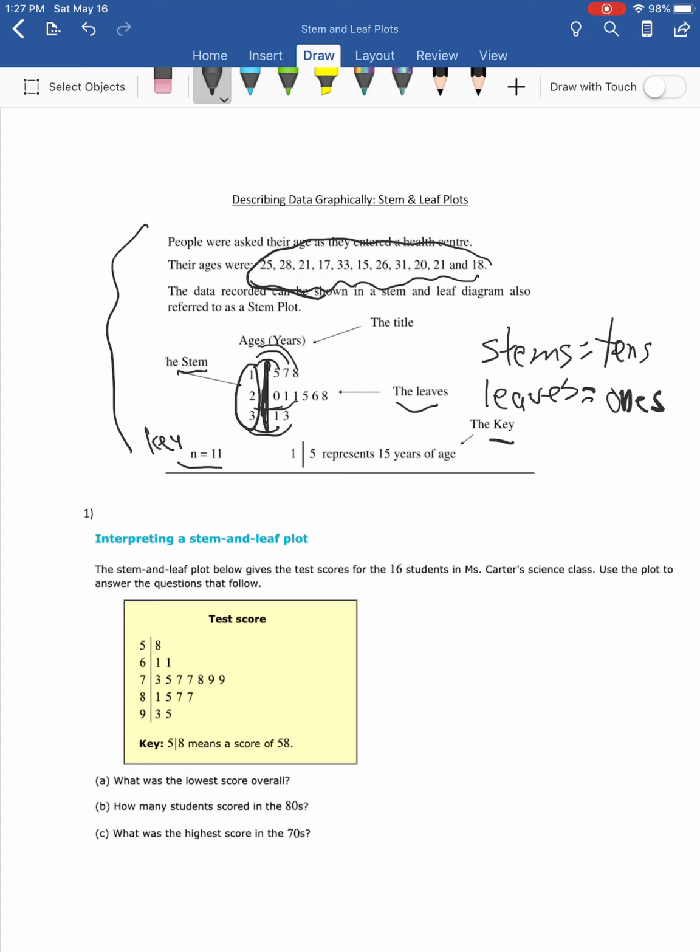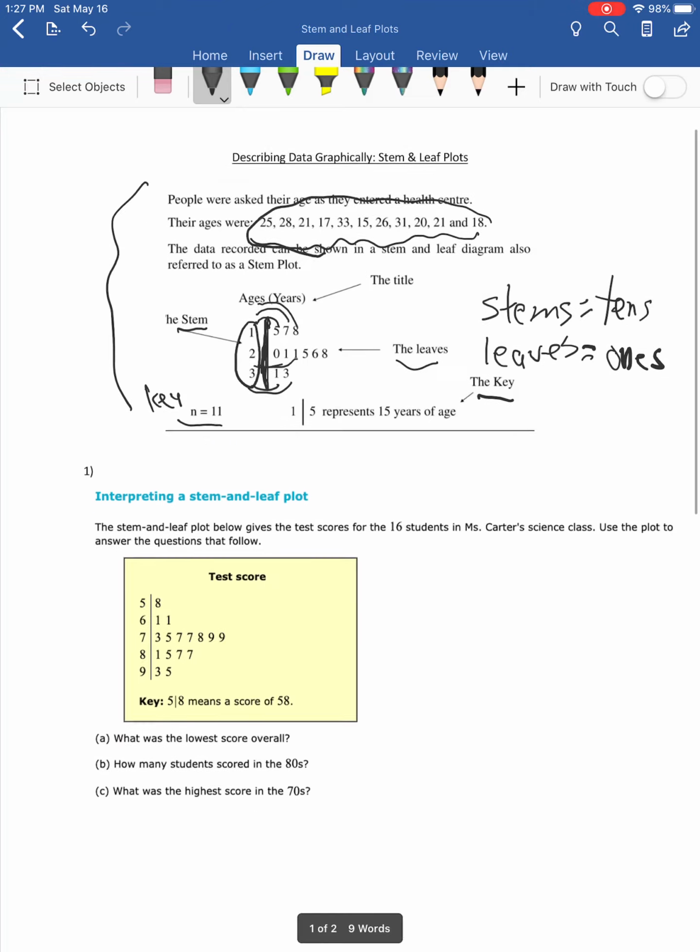And our key here is that 1 bar 15 represents 15 years of age. Again, the 1 represents tens, and the 5 represents ones. The 1 is the stem, the 5 is the leaf. Okay? All right, let's go through a couple of examples.